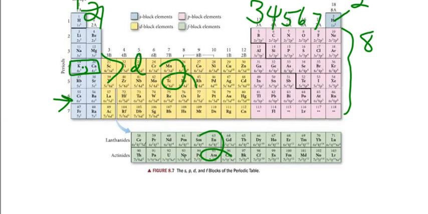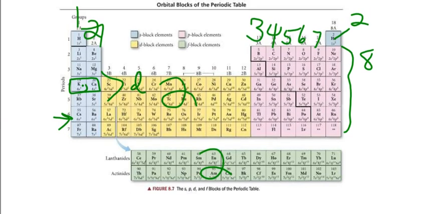So let's see here. What's our trend? It goes 1, 2, then 2 across the D block. Pick up again at boron: 3, 4, 5, 6, 7, 8. Helium has 2. That's true for anything. So let's just pick some out real fast. How many does barium have? 2.